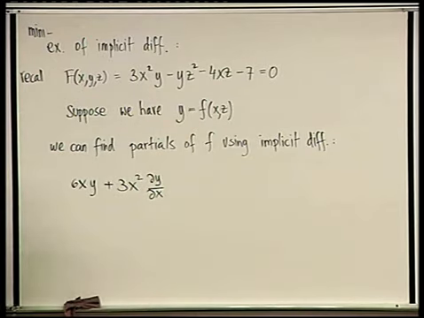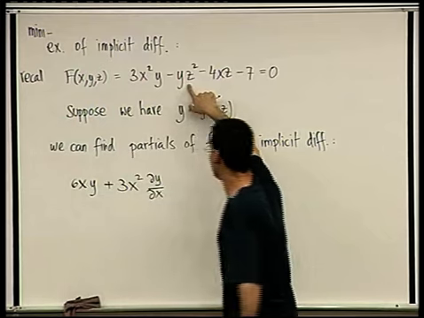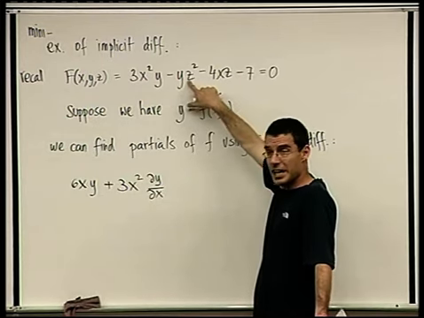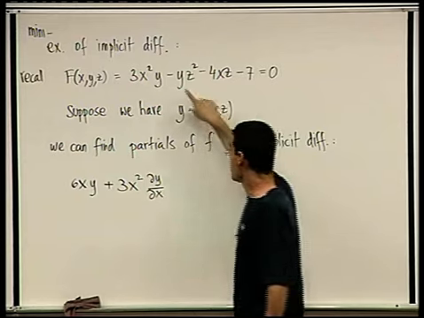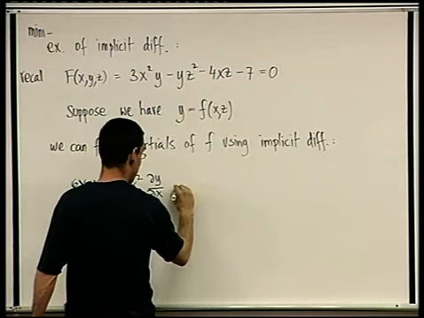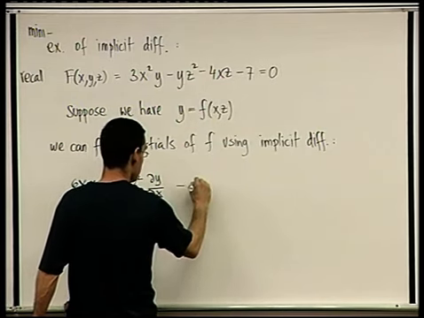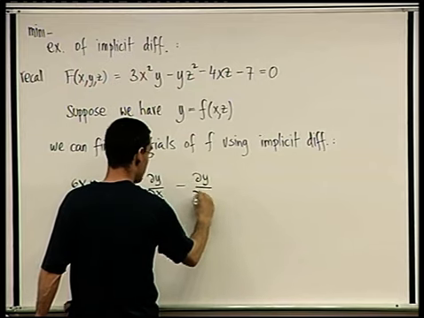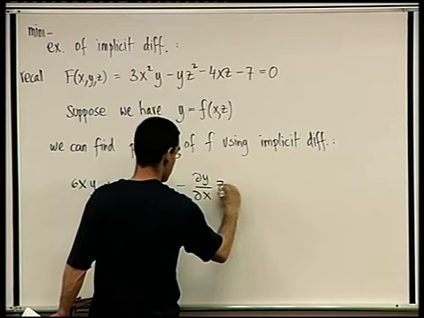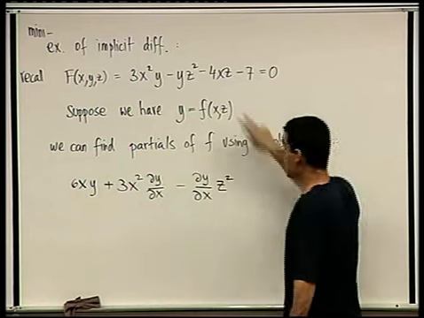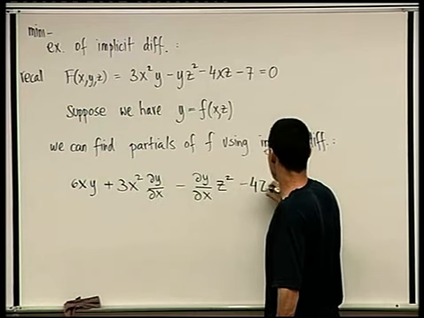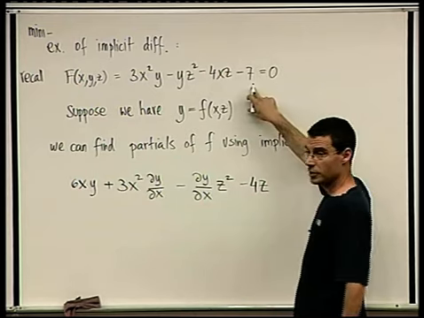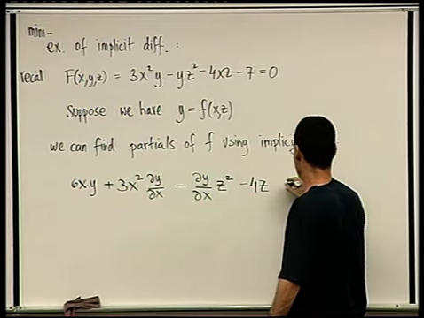Clear? And then I'm doing it for this as well. So here, z squared does not have x's in it, but y does. Y is a function of x and z. So the derivative of this thing is minus dy/dx times z squared. The derivative of this thing with respect to x is minus 4z. This is just a scalar, no derivative, equals 0.